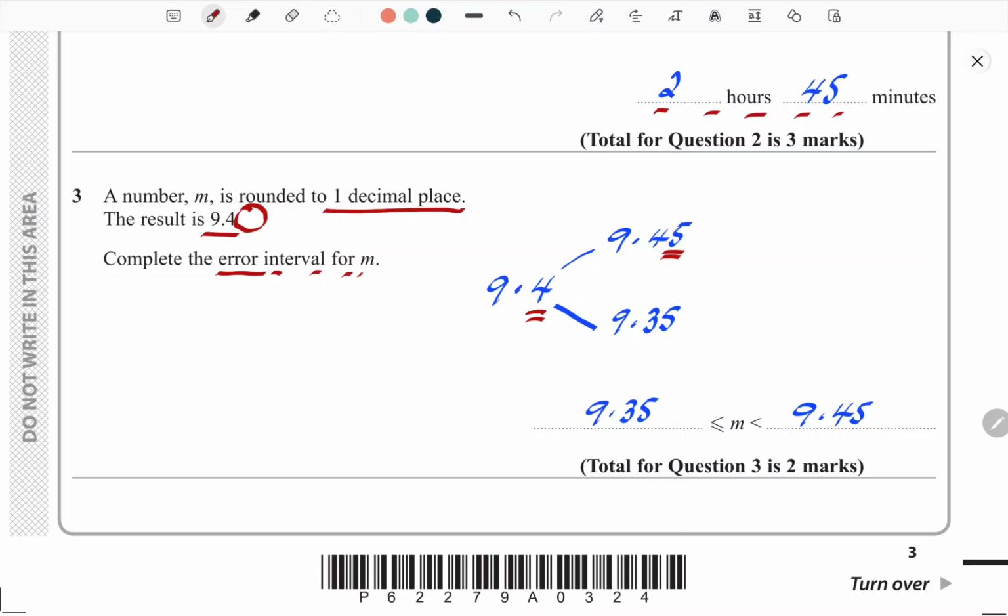As always, if there's any questions, then leave it in the comments and I'll happily respond to that. The answer therefore is m is less than, they've made your life easier by putting the signs in there already, less than 9.45 and greater than or equal to 9.35. So the 9.35 can be rounded up, so that's included, but obviously has to be less than 9.45. 9.45 would normally be rounded up to 9.5. Okay, so that's why that's a less than sign.